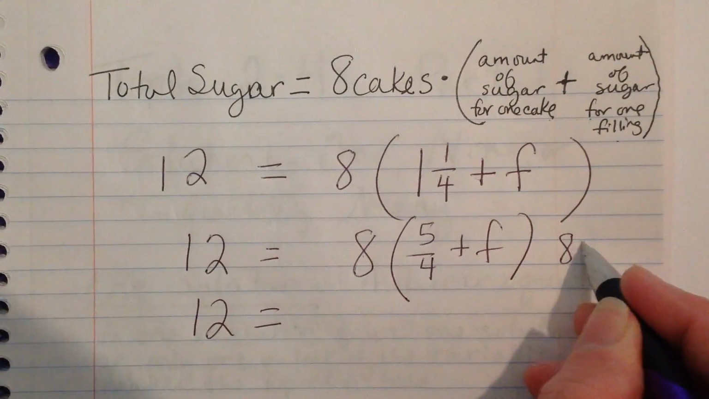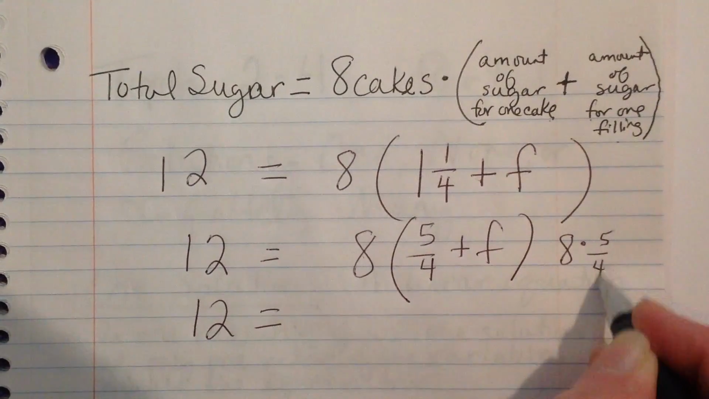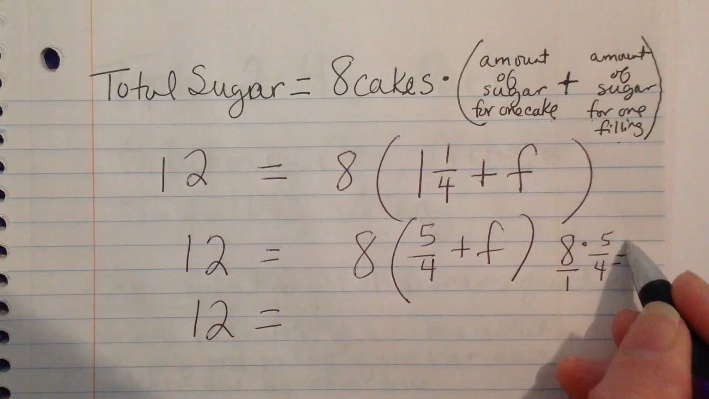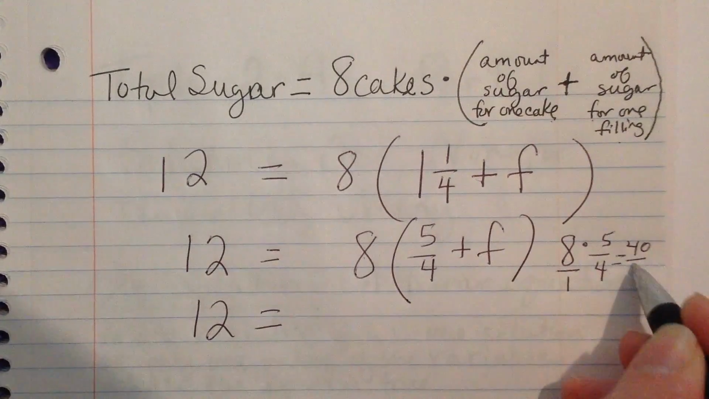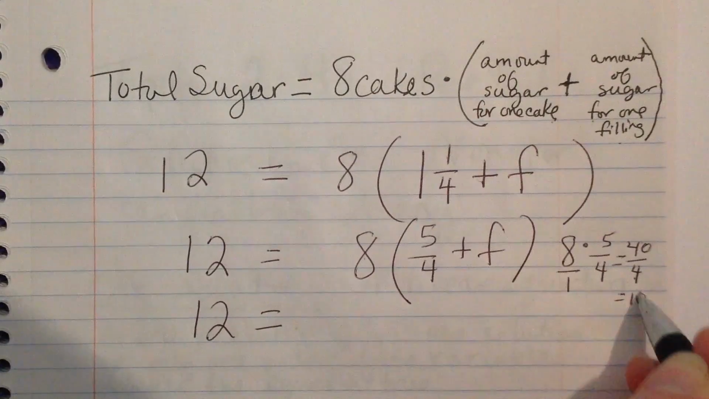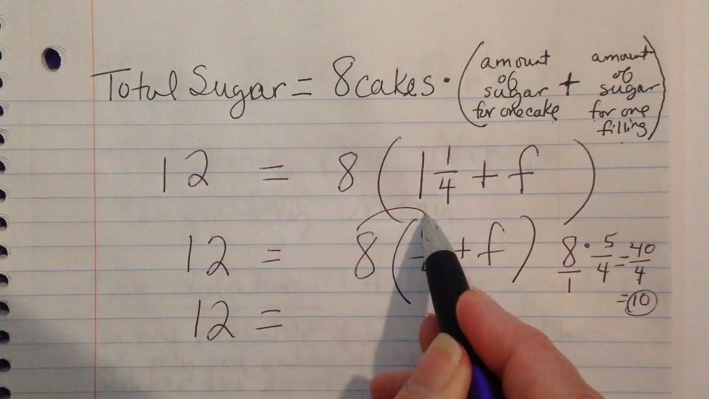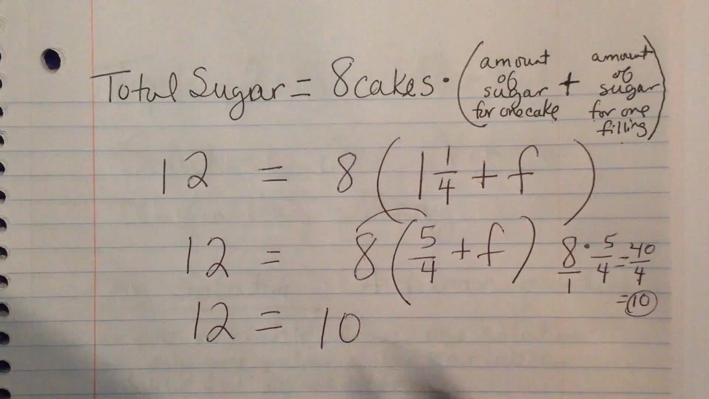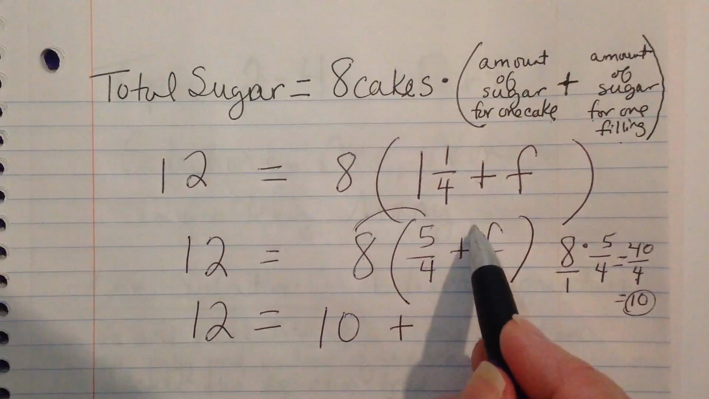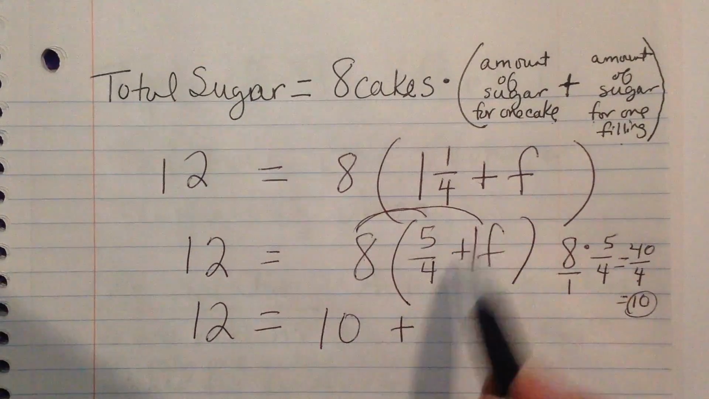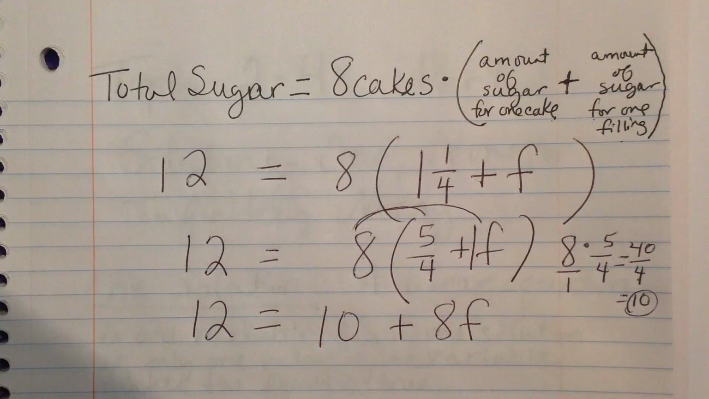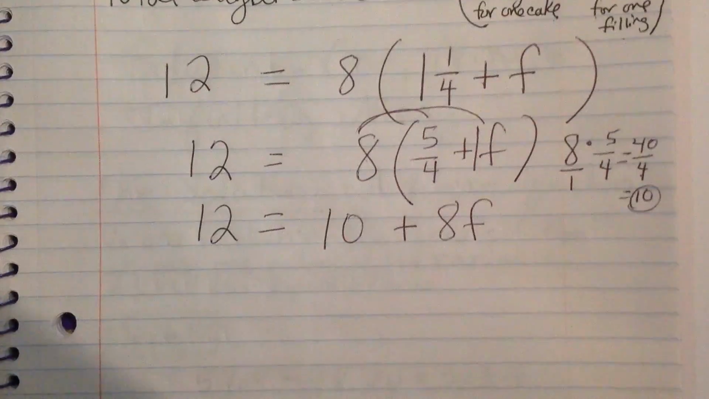So let's do it over to the side. 8 times 5/4. 8 is over 1. If you multiply straight across, 8 times 5 is 40. 1 times 4 is 4. And 40 divided by 4 gives me 10. So if I distribute 8 times 5/4, I get 10. Plus, distribute 8 times 1F. 8 times 1F gives you 8F. So now I have an equation that does not contain fractions.